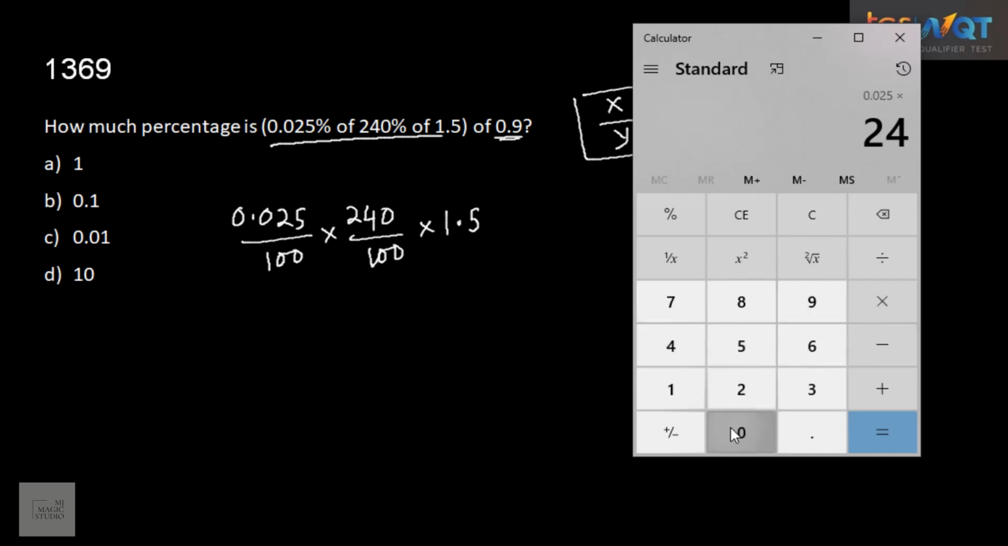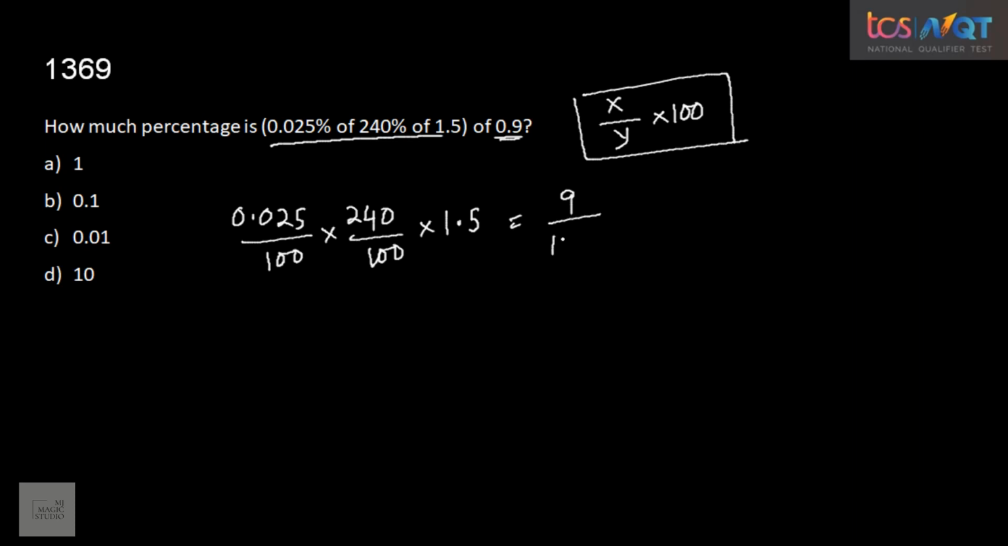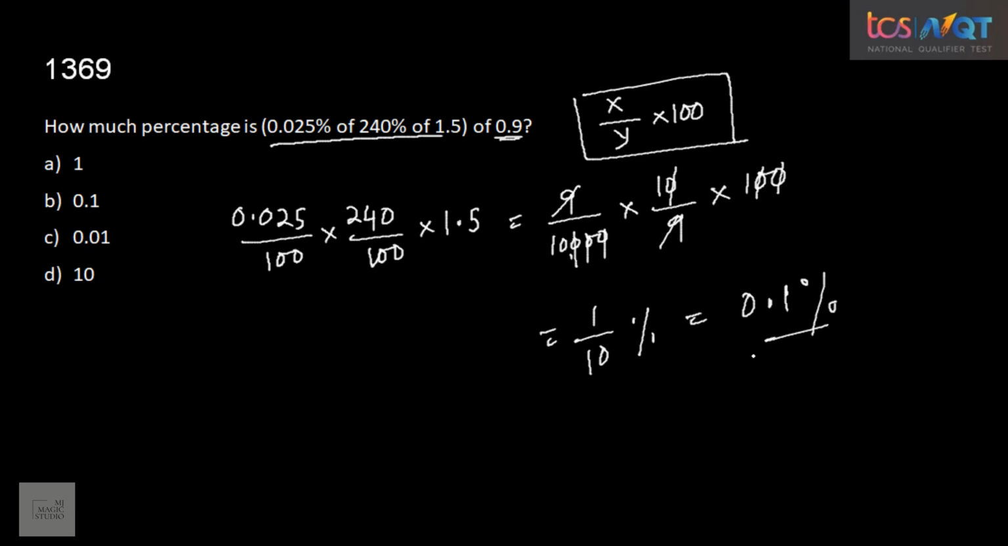0.025 into 240 into 1.5 divided by 100, that is 9. This is 9 by 100, 10,000. This needs to be divided by 0.9. So into 10 upon 9 into 100. This is what we are looking for. 9 gone, 3 zeros gone. This is 1 by 10%, that is 0.1%, and that features in option B.